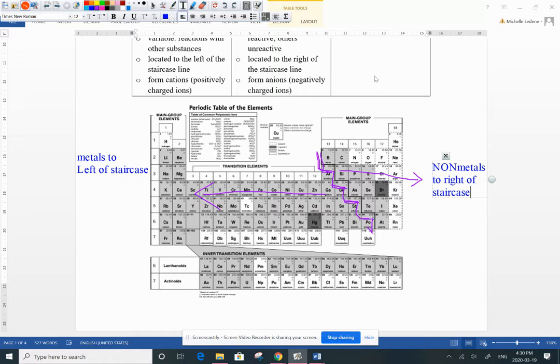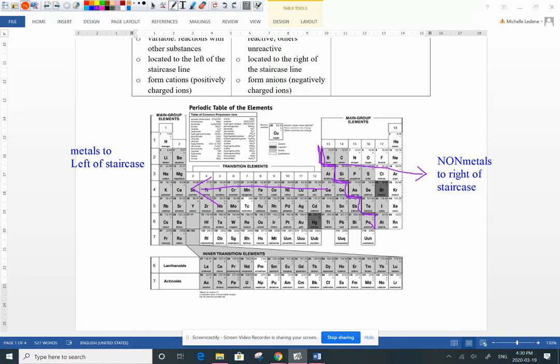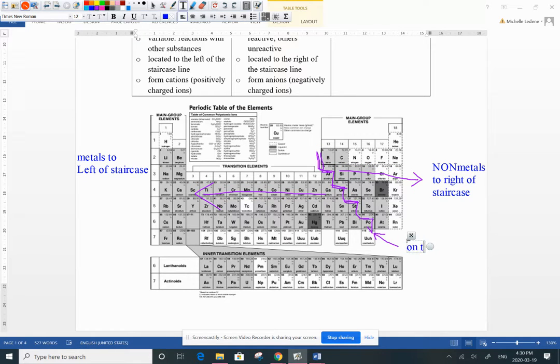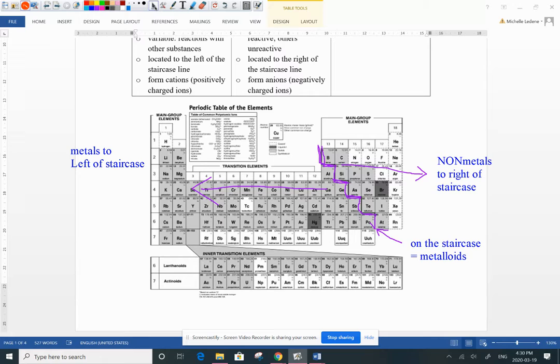Well, then what about those guys on the staircase? Well, they're special. They have properties of both metals and non-metals. And these guys who are on the staircase are called metalloids. Kind of a little bit like metals, a little bit like non-metals. And you can read the different properties of metals and non-metals and fill out the questions in this notes guide.